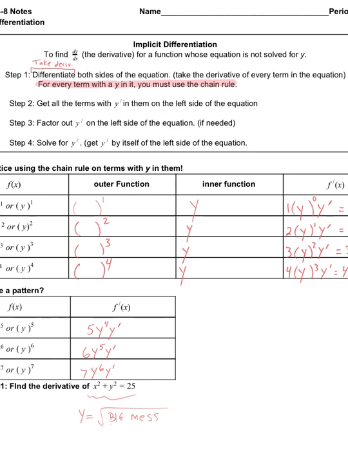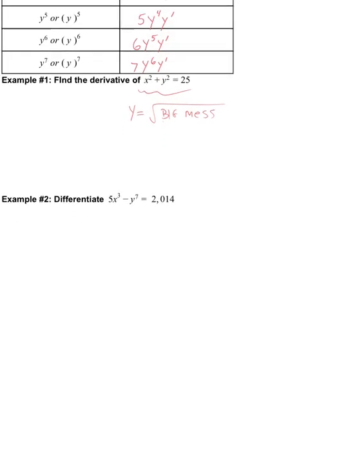All right, so the second thing that we're going to do is we're going to get all the terms with y prime in them on the left side of the equation, because that's what we want. We want y prime is equal to, because we're trying to find the derivative. All right, so let's start there. We're going to go to the first example down here.